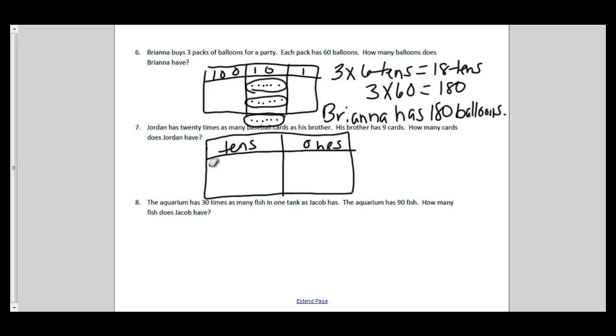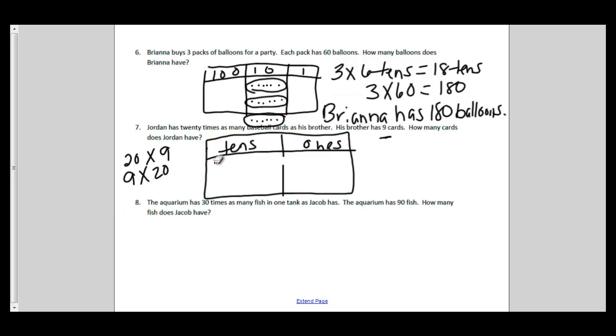His brother has 9 cards. 1, 2, 3, 4, 5, 6, 7, 8, 9. You might be thinking, but Miss James, this is 9 ones. And yes, you are correct. But 20 times 9 is the same thing as 9 times 20. So that would mean that I just did the wrong thing, wouldn't it? That's why you always have to think, does it make sense? Because that didn't make sense, did it?